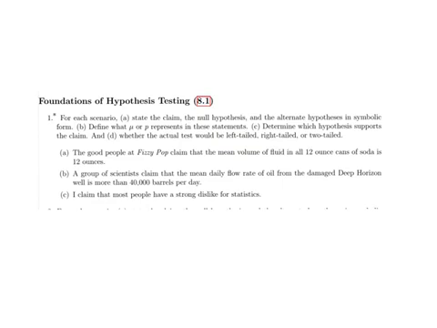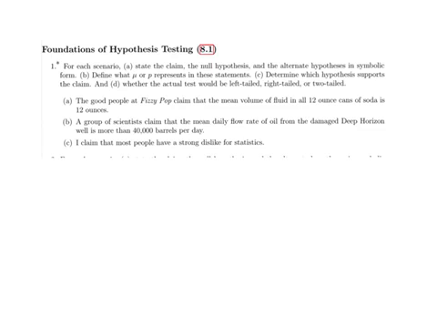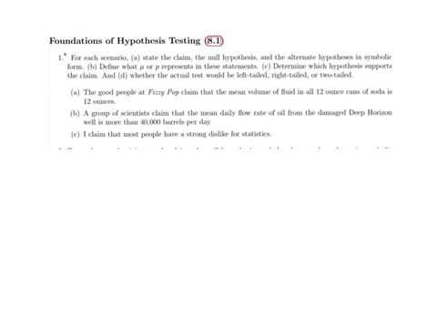So I'm going to tweak this question out of the textbook a little bit to help you answer the question about when do we reject H0 and when not. So the first thing that makes sense is, what is H0 and HA?